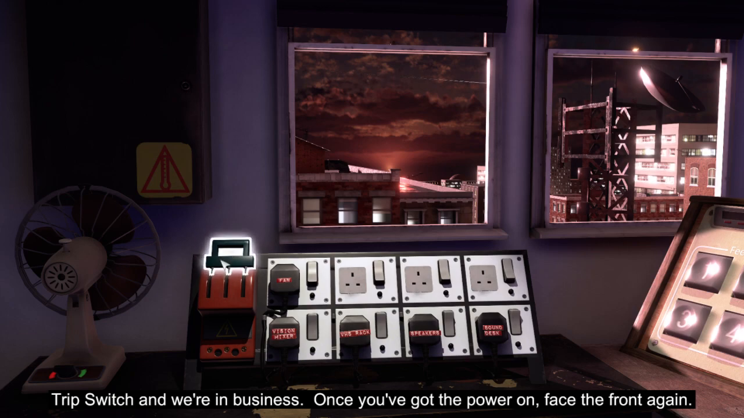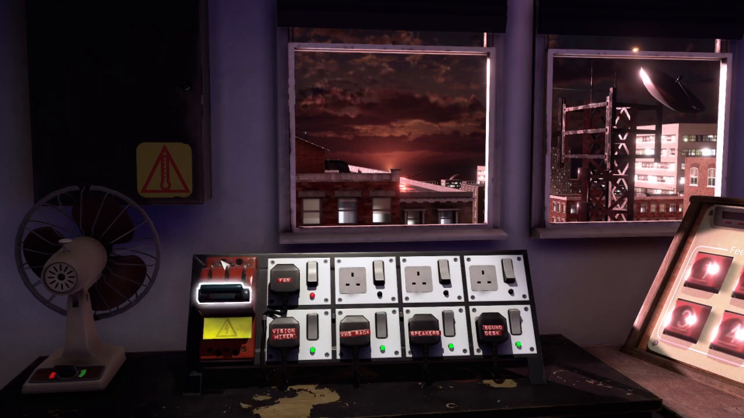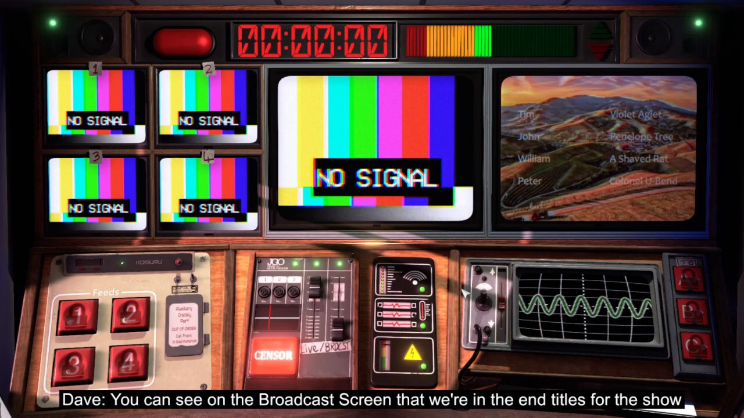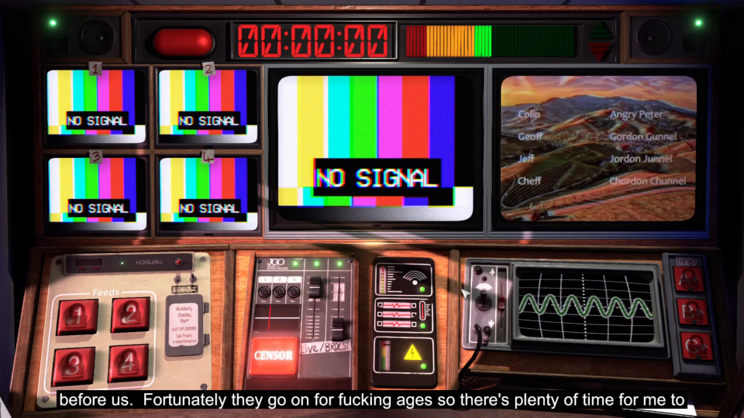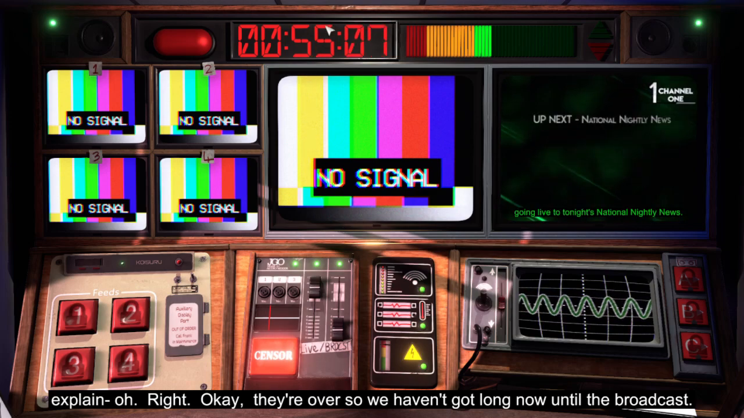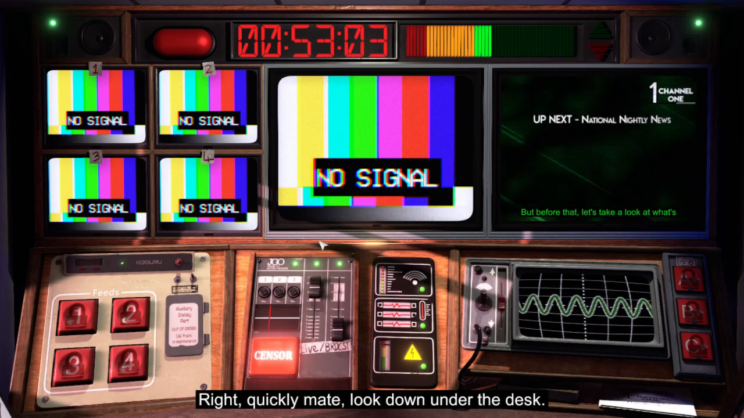Once you've got the camera, press forward. You can see on the screen that we're in the end titles for the show before us. Fortunately, they go on for ages, so there's plenty of time for me to explain. Oh, right, okay, they're over, so we haven't got long now. It's 54 seconds. I don't have a lot of time. Desk.